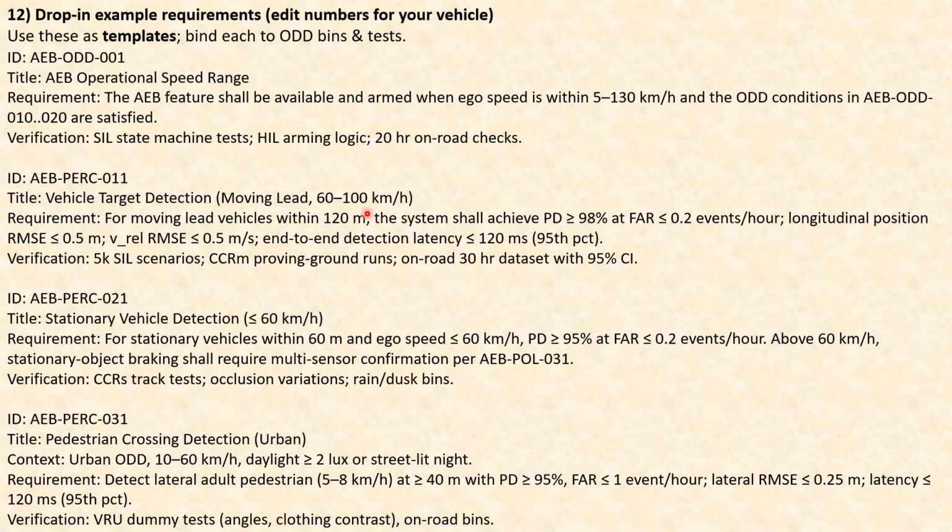All right. First is identifying the operational speed range. The AEB feature shall be available and armed when the ego speed is between 5 to 130 km per hour, and the ODD condition AEB ODD 0.01 is satisfied. This is the first step which I mentioned in the previous slide. And this can be traced to the verification: field state machine test, HAL arming logic, and 20-hour on-road checks.